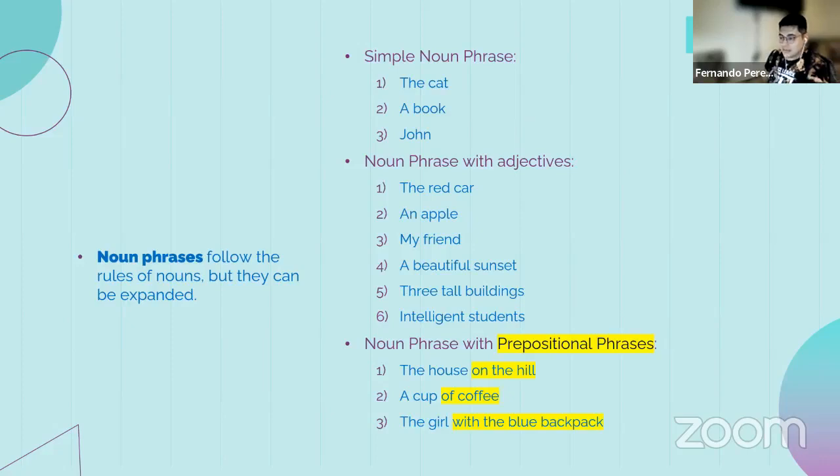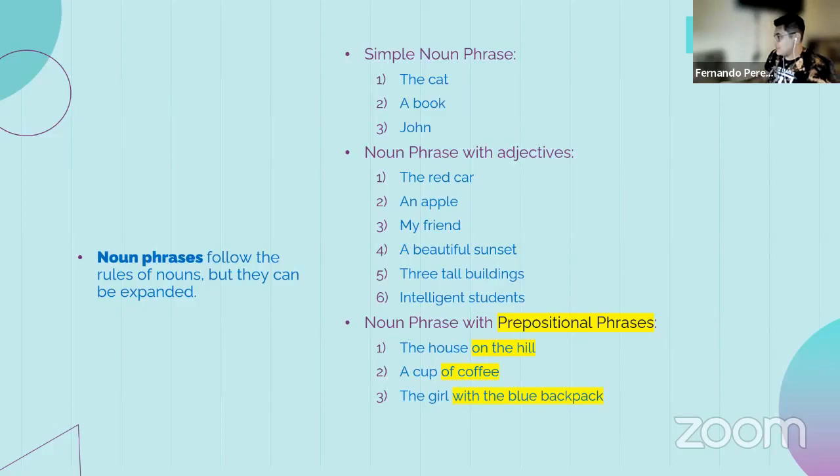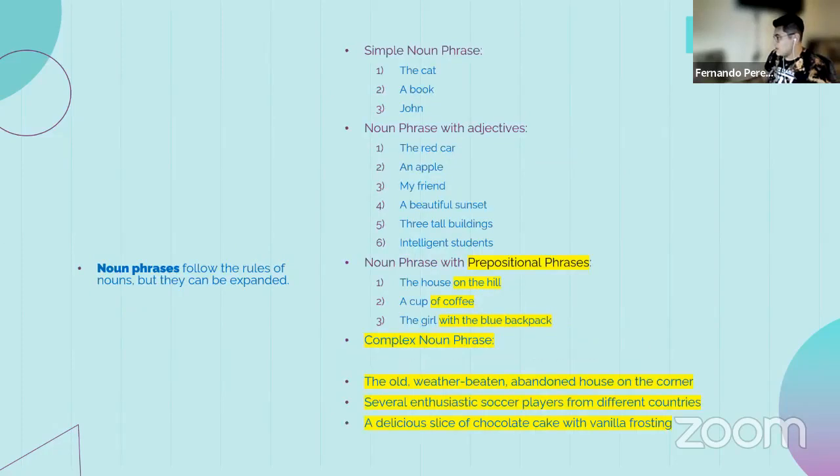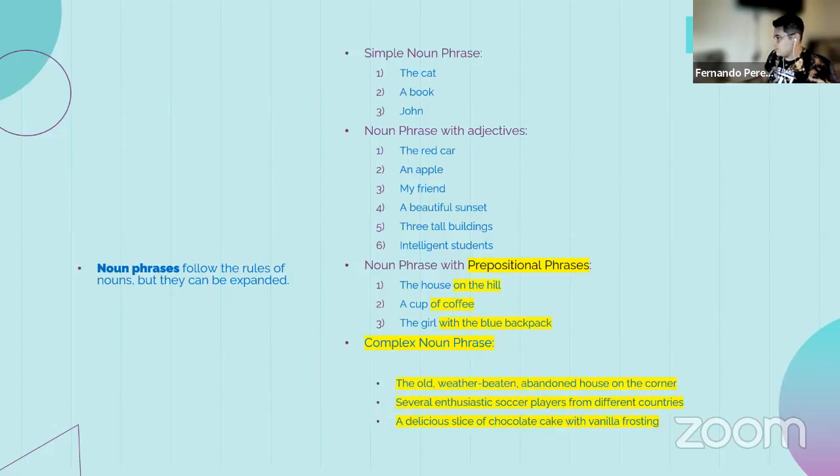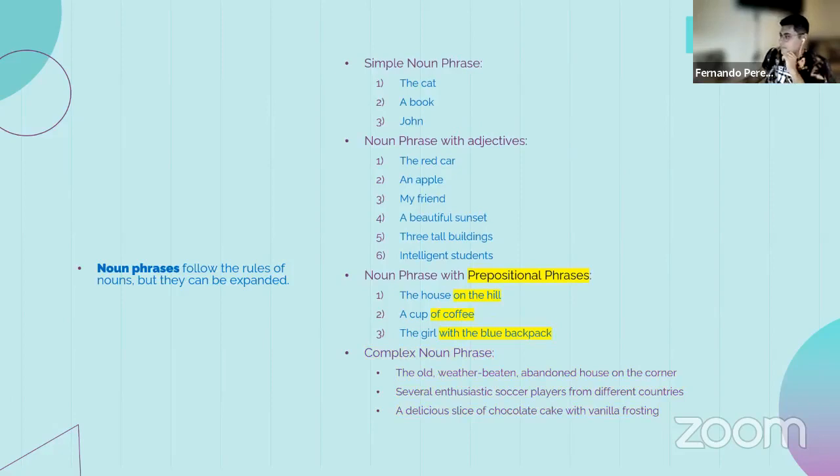The interesting part is when you have a complex noun phrase, when this information can be even longer. Complex noun phrase. All this information is the noun. The old, weather-beaten, abandoned house on the corner is mine. Several enthusiastic soccer players from different countries arrived. A delicious slice of chocolate cake with vanilla frosting was taken.